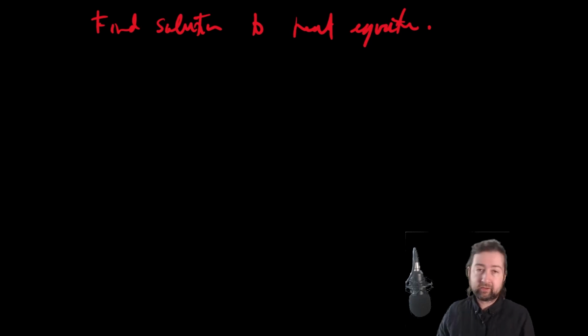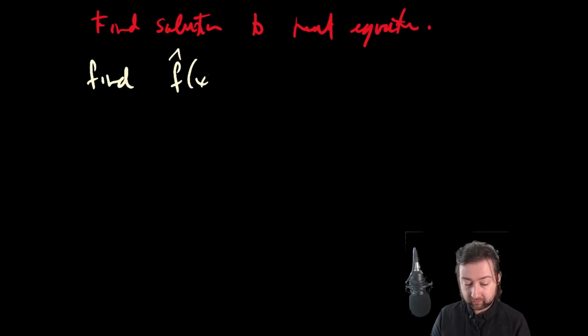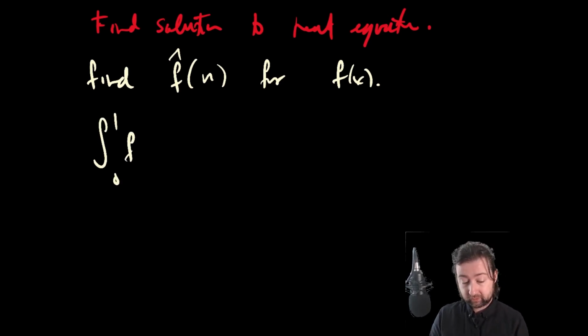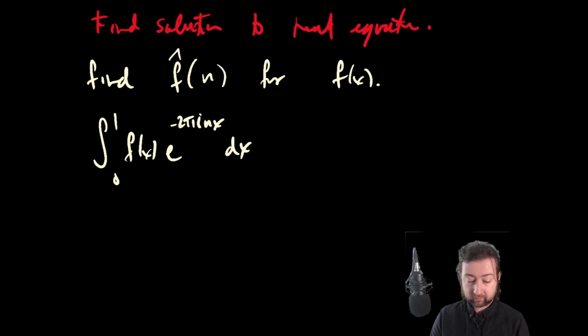Well, that corresponds to just finding the Fourier coefficients of f. So really what this question amounts to is find f hat of n for f of x. And that's pretty easy to do. The integral from 0 to 1 of f(x) e^(-2πinx) dx. Well, since f is 0 from 1/2 to 1, I can just reduce this to the integral from 0 to 1/2 of e^(-2πinx) dx.